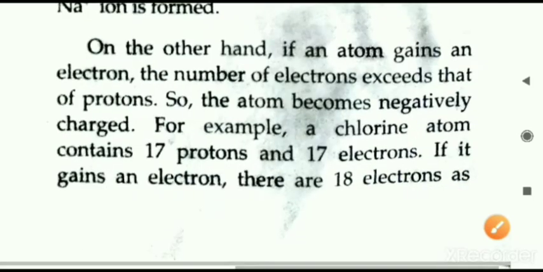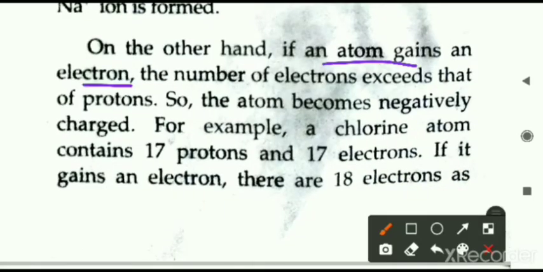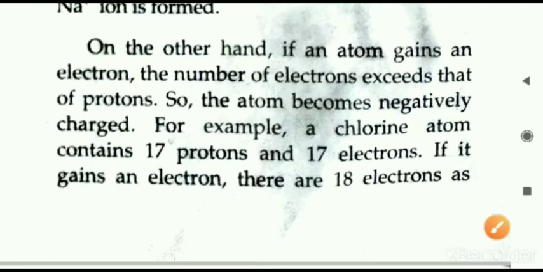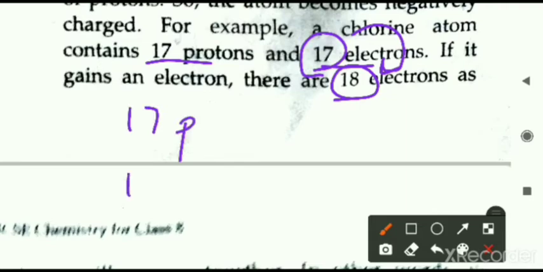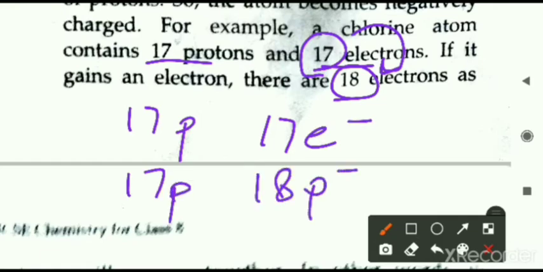Second case now: on the other hand, if the atom is gaining an electron, then what will happen? The number of electrons will exceed the number of protons. Example, we will see chlorine. Chlorine normal atom, what is there? 17 electrons are there in a normal atom. But on gaining one electron, these 17 electrons will change into 18 electrons. So normally 17 protons and 17 electrons are there. But on gaining one electron, 17 electrons change into 18 electrons.